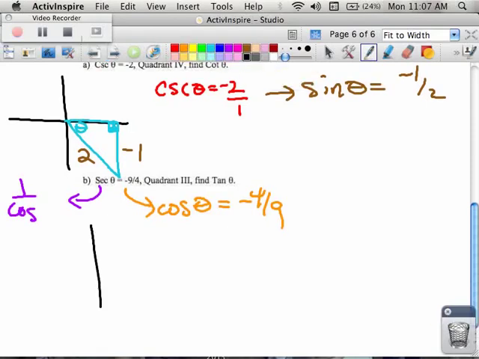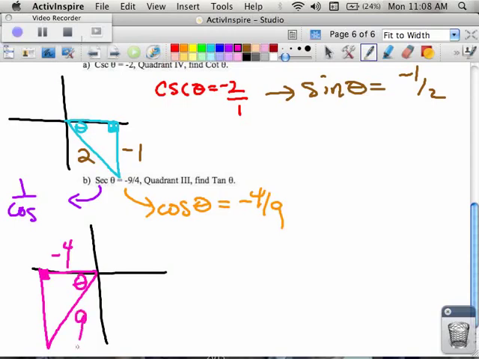Now when I draw my triangle, they tell me I'm in quadrant 3. So I draw my triangle in quadrant 3. And when I draw that, the cosine, which is the adjacent over the hypotenuse, is -4 over -9. And now I can set up and do the rest of my problem.